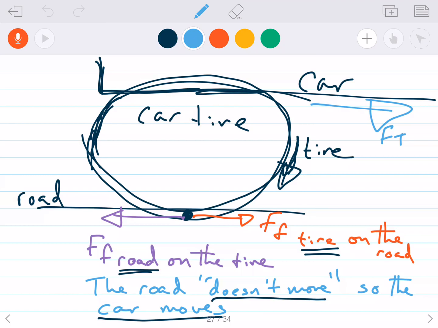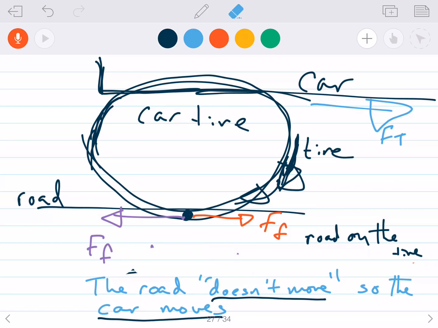So let's take a look at a car example. If we have a car on the road, as the tire spins this way, we have motion going this way. We have the force of friction on the tire going this way, opposite the direction of motion. Actually, these are written backwards. This force of friction is the force of friction of the road on the tire. But that's equal to the force of friction of the tire on the road.